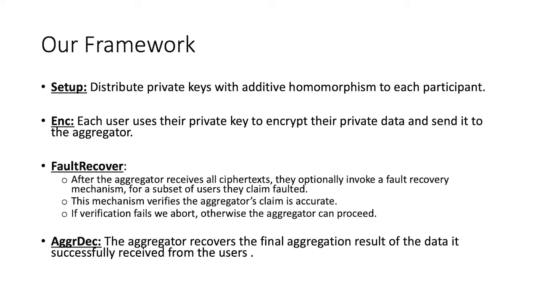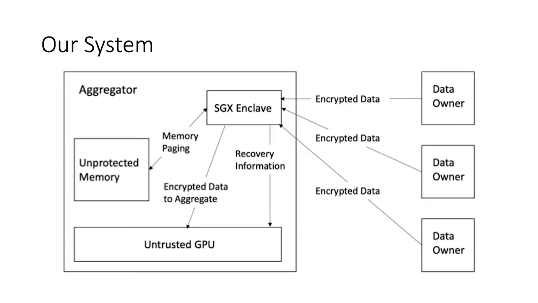Even after the aggregator receives all the ciphertexts, they can only optionally invoke our fault recovery mechanism, and this mechanism verifies that the aggregator does not lie during the fault recovery. If they do lie, we can abort and prevent someone's privacy from being leaked. Once this is completed, then we can simply aggregate and decrypt as normal in standard PSA techniques. Our system is summarized in this figure.